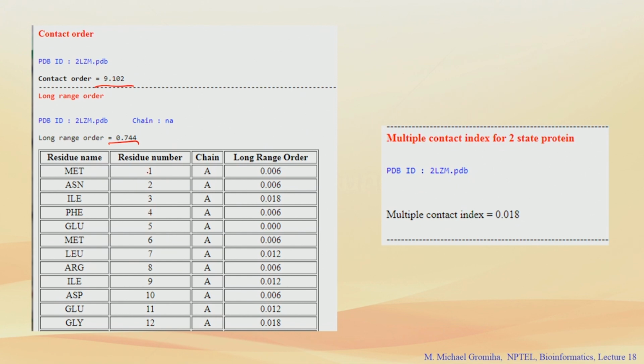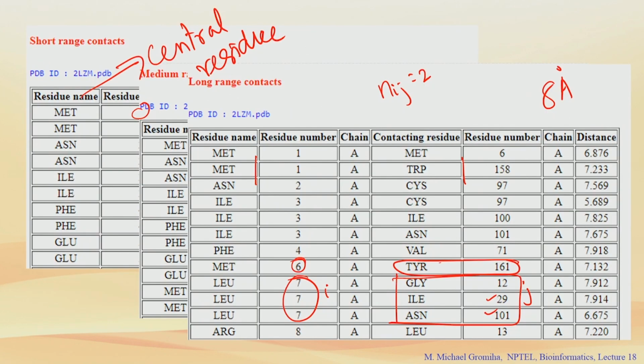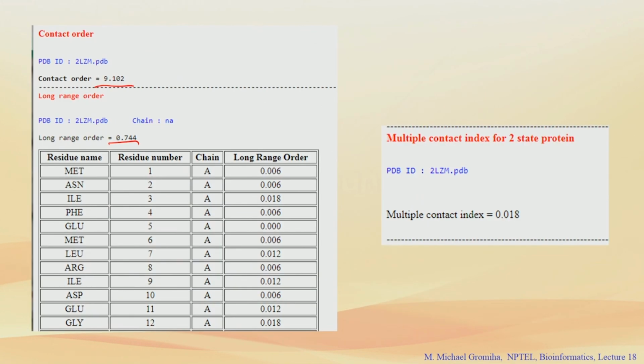So, for example, take residue number 1, long range order equal to 0.006 because we have one contact. You can see it is one contact, in this case 2 contacts, right. So this 7, this will be 0.012, number of residues equal to 164. So we divide 2 by 164, you will get this number, right. The multiple contact index you also can calculate, here the value is 0.018.